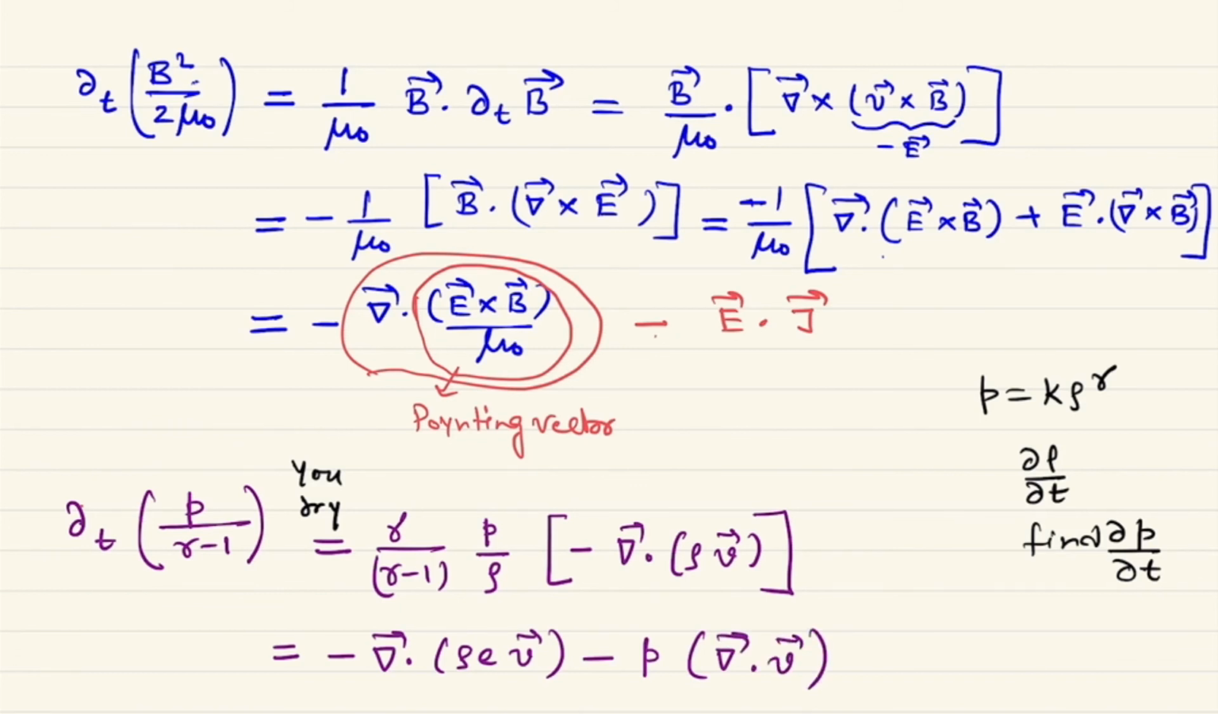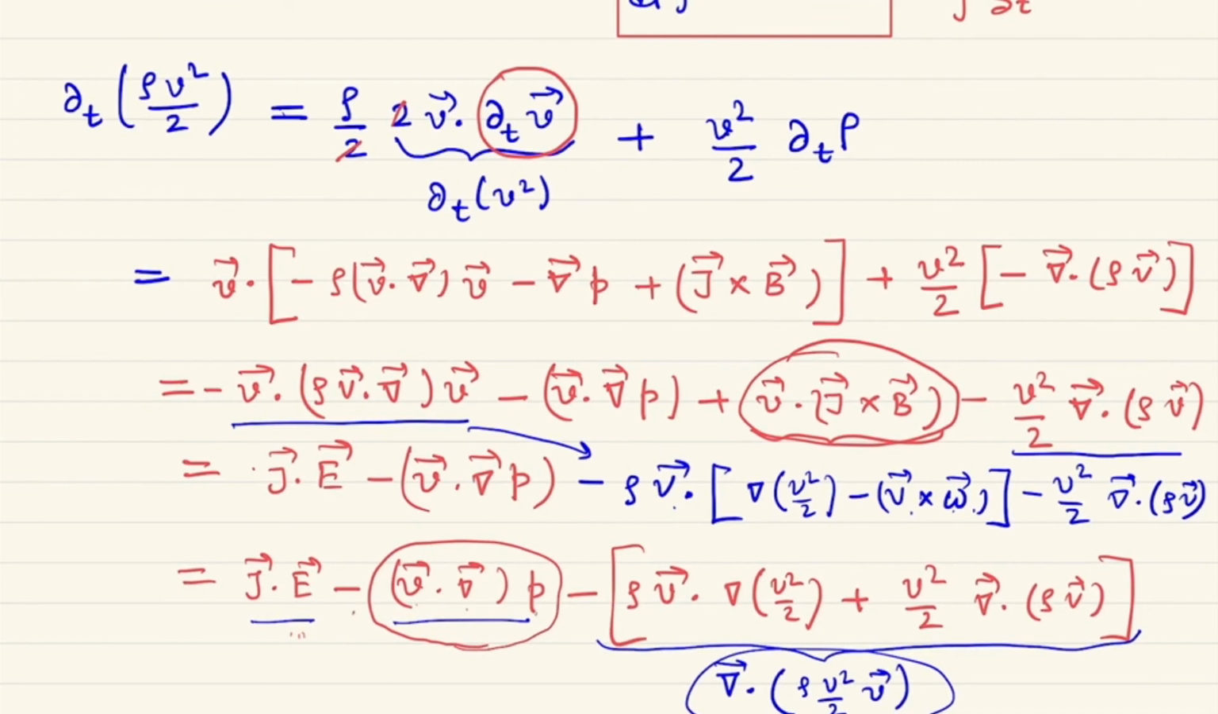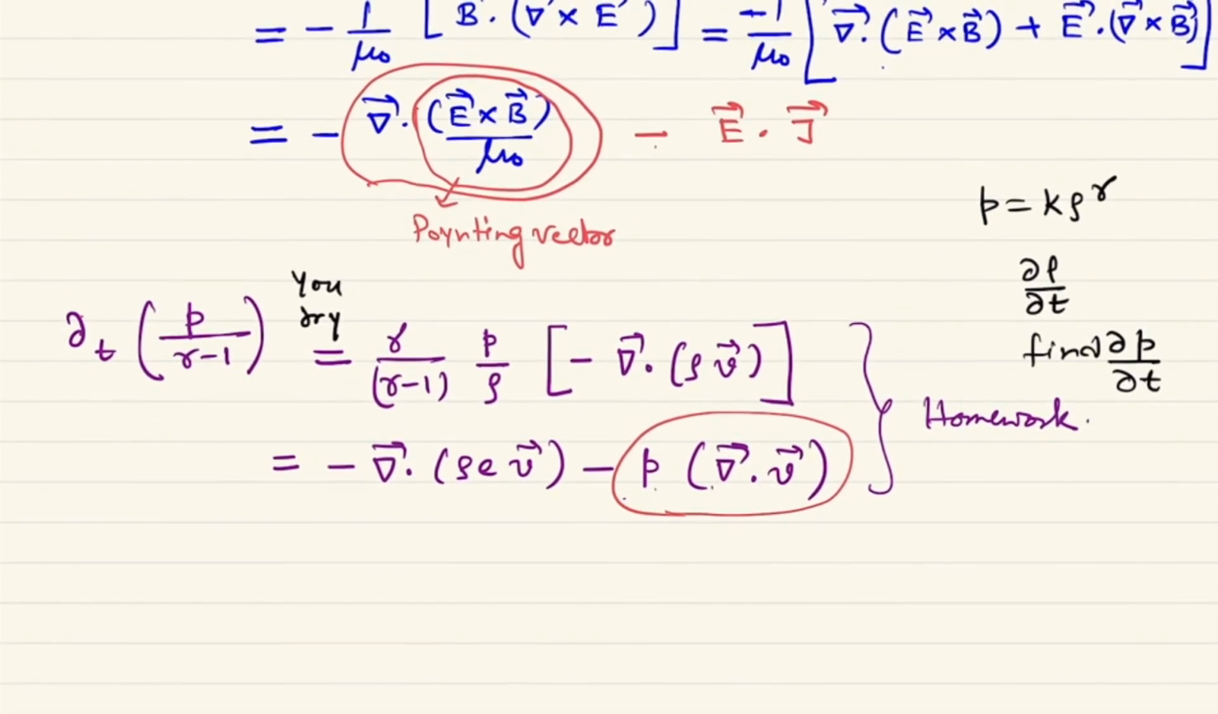So this is also a very good homework, please do that homework. Now you see that this has a divergence part, so we don't have any problem, and this has a minus p times divergence of v. And this part had minus v dot ∇p. So finally, if they are added, you will simply see that they will give something like this.